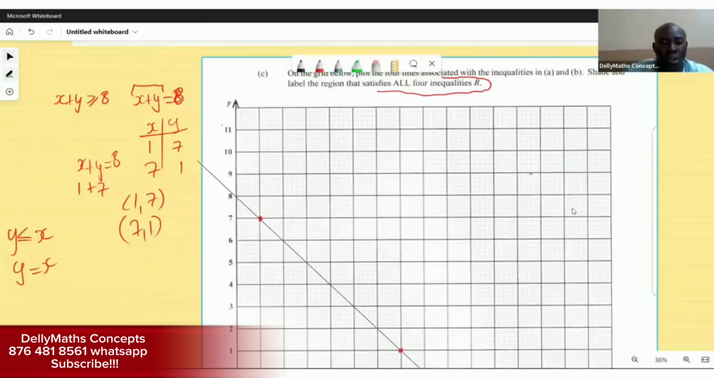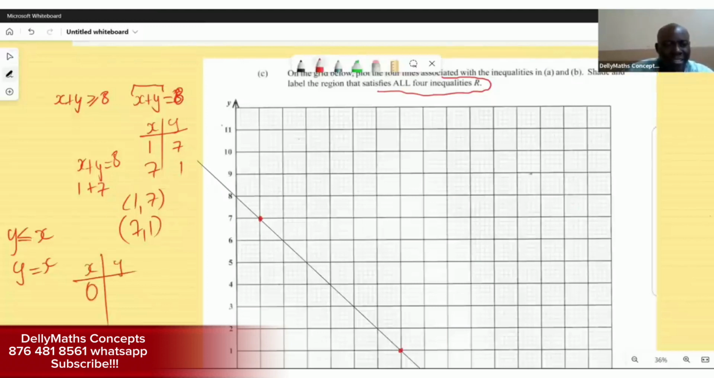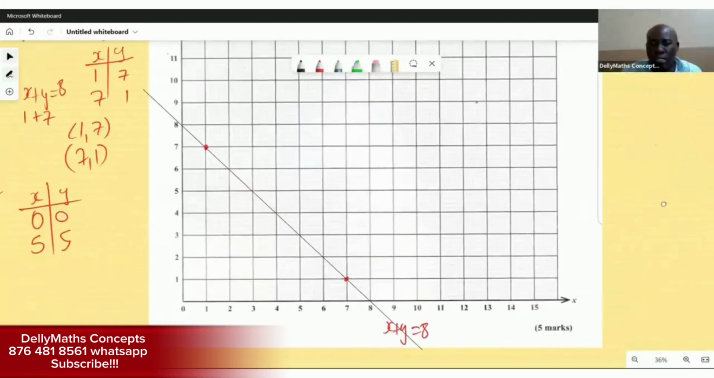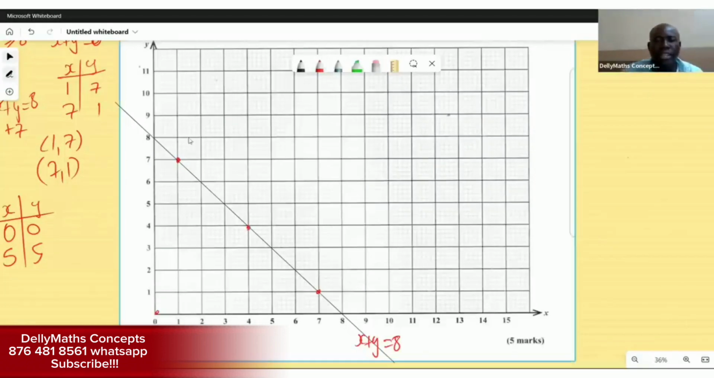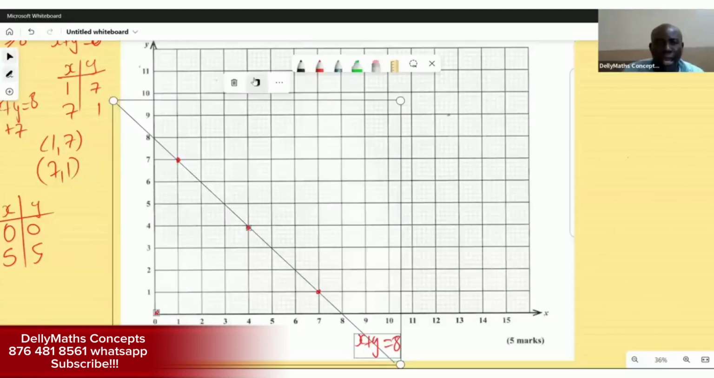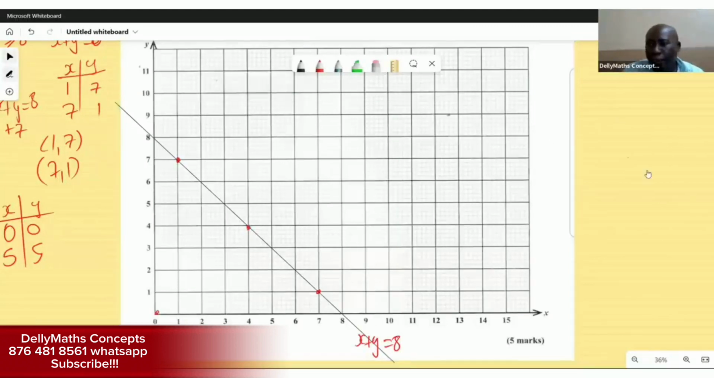So y equal x says that if x is 0, y is 0. If x is 5, y is 5, because y is equal to x. If x is 10, y is 10. You could pick any of those. So it's going to pass through 0, 0, it's going to pass through 5, 5, 4, 4, stuff like that. I'm just picking 4, 4 here and 0, 0, and then I'm going to draw a line through that.